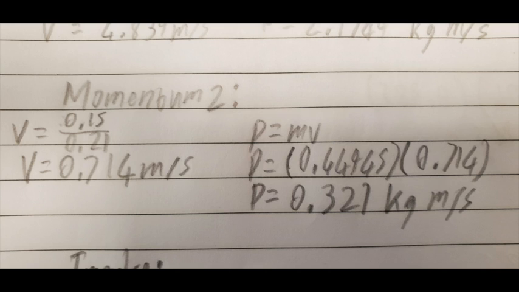Now this was the first momentum, or the momentum of the object as it was falling down initially. Now to calculate the impulse, we must understand that impulse is the change in momentum of the object after an external force acted upon it. So to calculate the velocity, the object traveled 15 centimeters or 0.15 meters within a span of 0.21 seconds, meaning that the velocity is 0.714 meters a second.